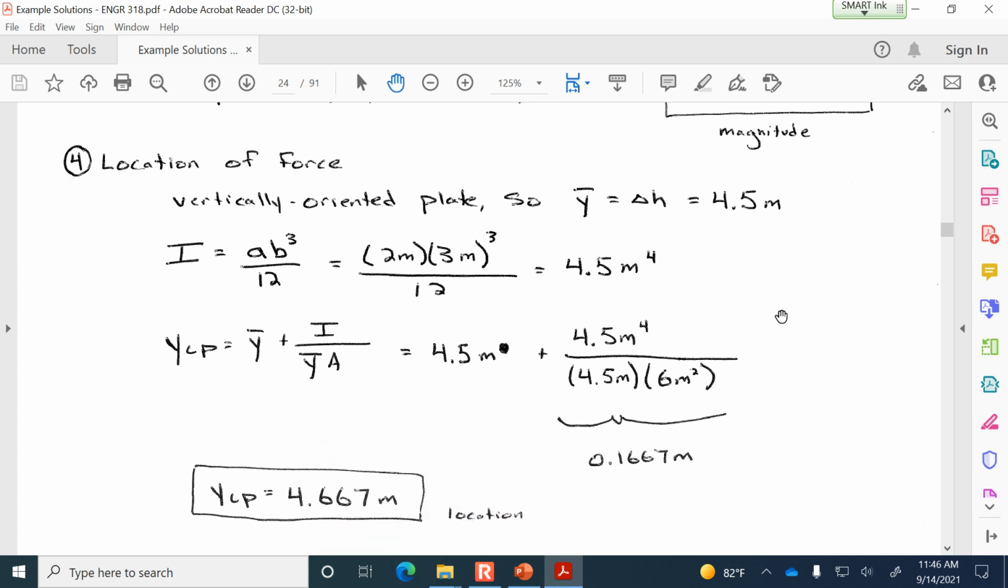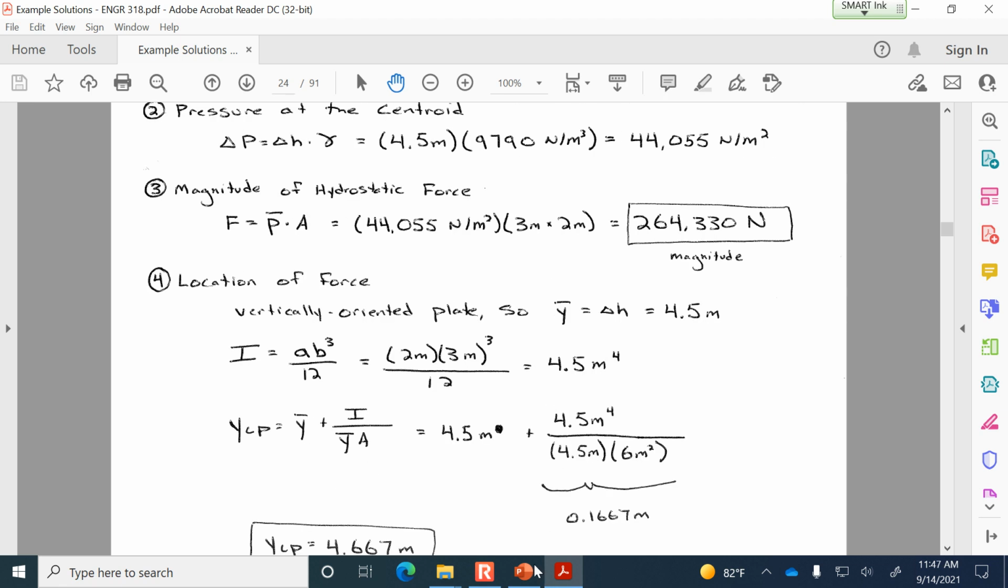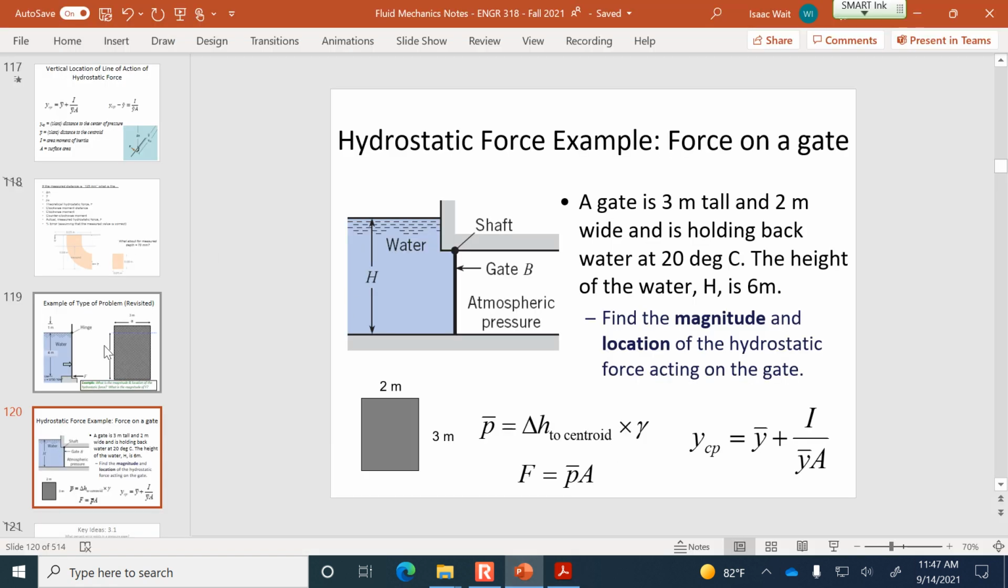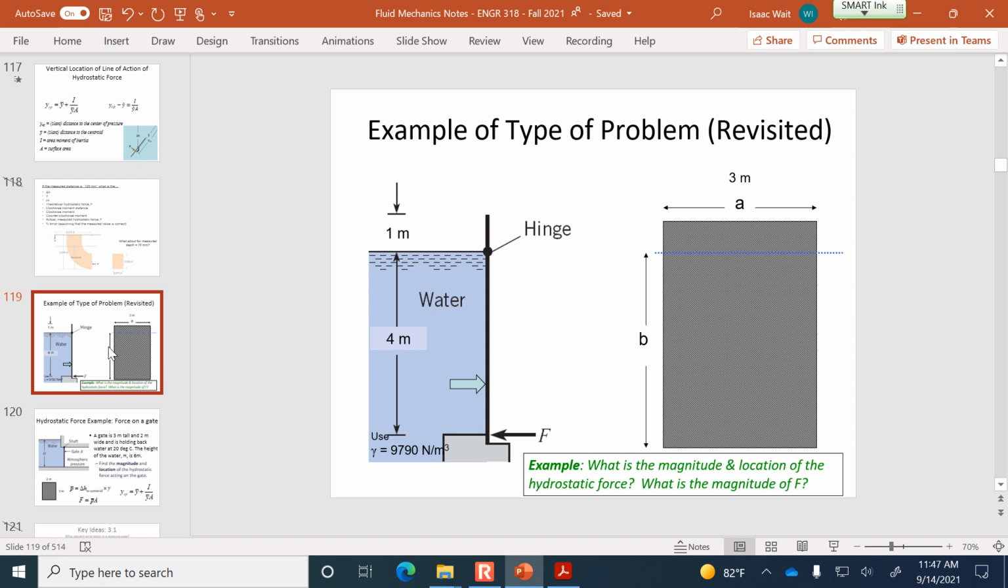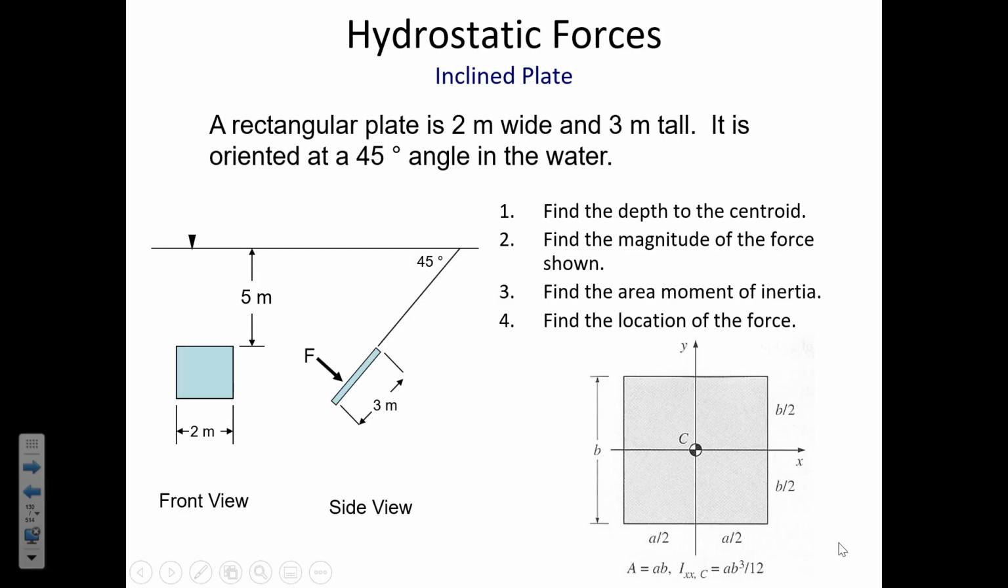All right, so any questions on these calculations? We're just going to make this increasingly complicated. So now you've done one, this first example, vertically oriented and at the water surface. This example was vertically oriented but beneath the water surface. Now we're going to do one that's inclined.